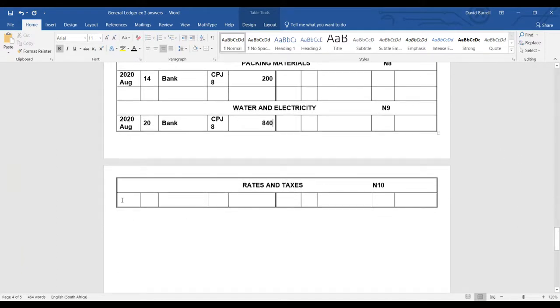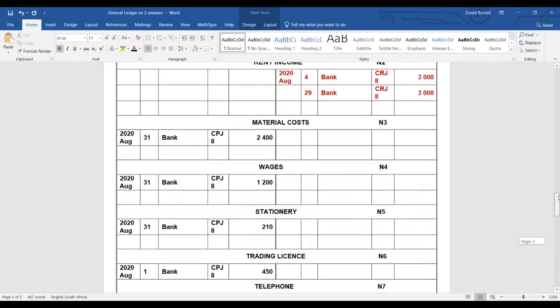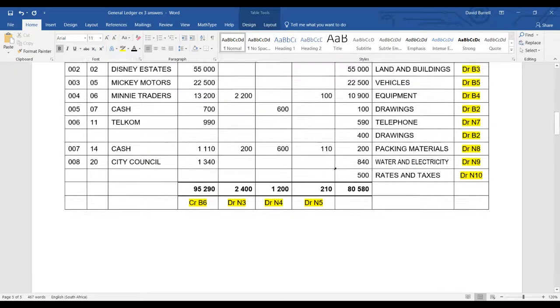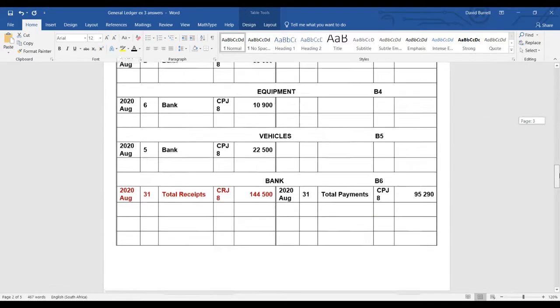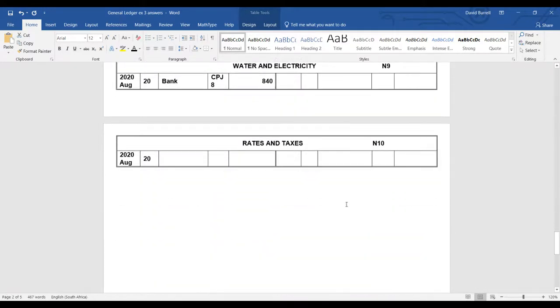And the very last one was our rates and taxes over here. So it's going to be 2020 August. And that was also on the 20th because we were paying that to the city council. So just to go back to the cash payments journal so you can see what I mean here. So this is all one transaction because it's one check 008 on the 20th paid to the city council for 1340, but the rates and taxes amount is 500 Rand. The rest was water and electricity. So we paid the city council for two things with one check.